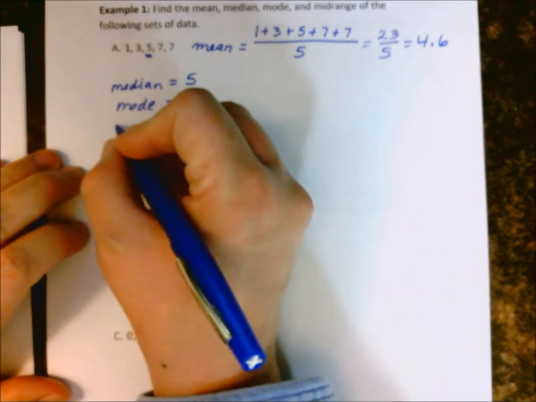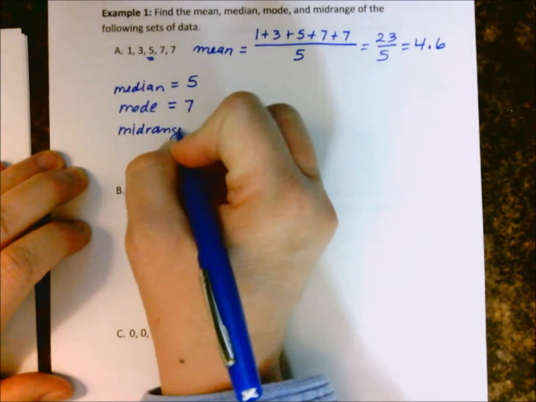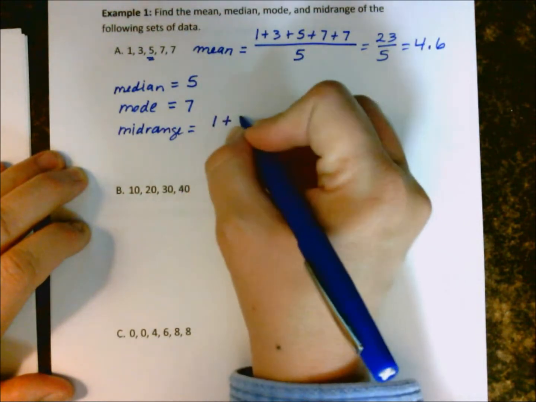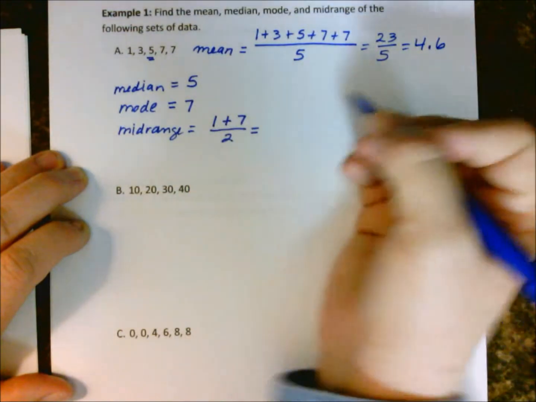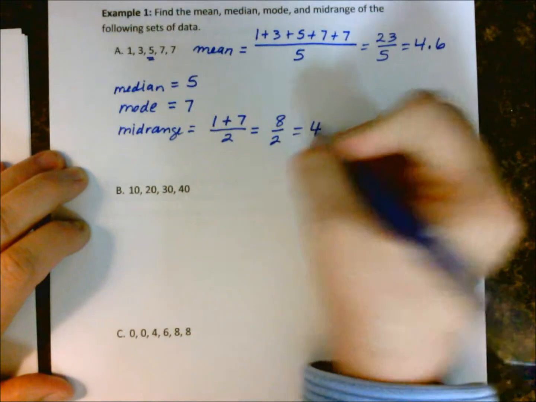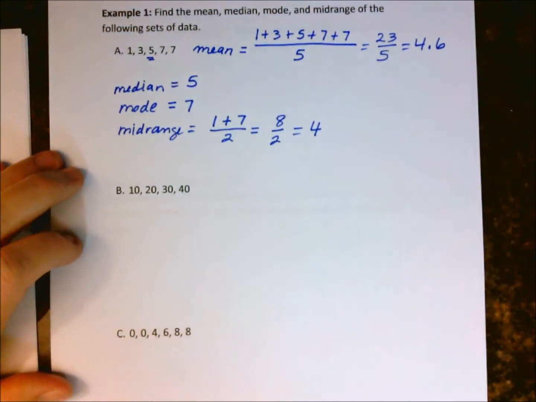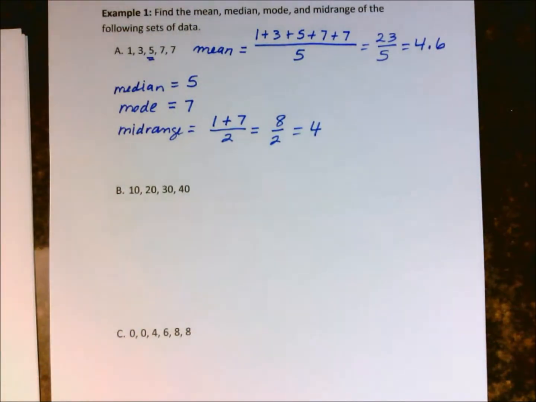And finally, the mid-range. If you'll remember, we take the lowest one, they call that L, plus the highest one, which is 7. Add those and divide by 2. We're averaging the high and the low. So we get 8 divided by 2, and that gives us 4. So these are 4 different averages that tell us roughly where the center of the data is, depending on how you're calculating the center. Measures of central tendency.